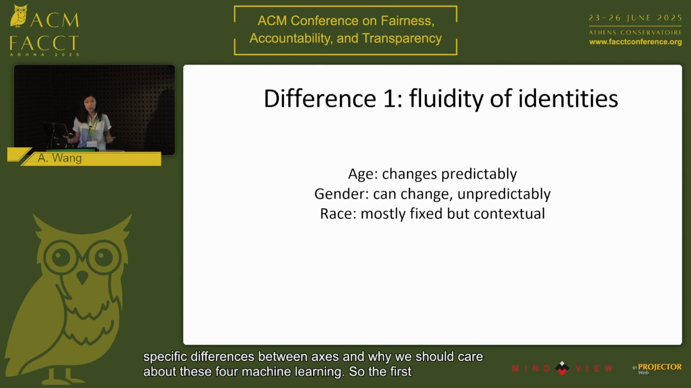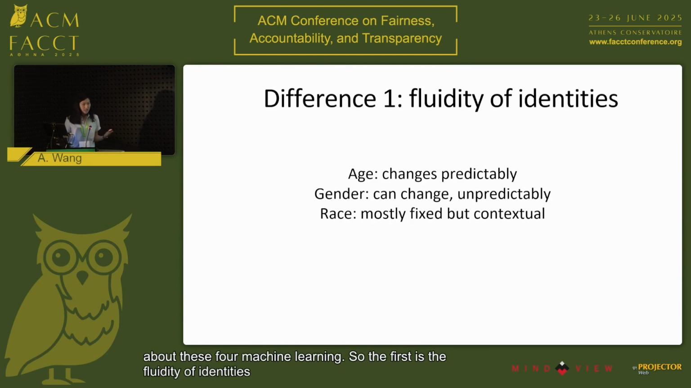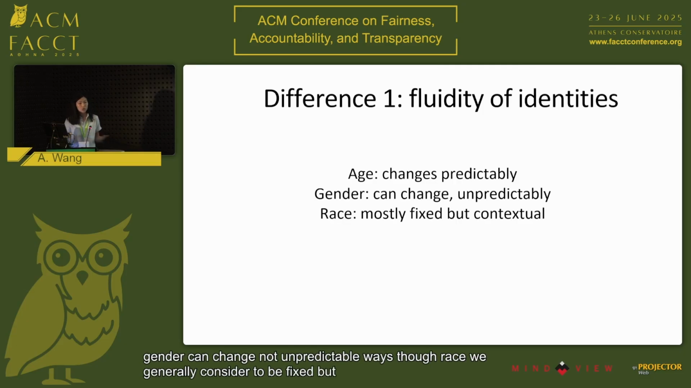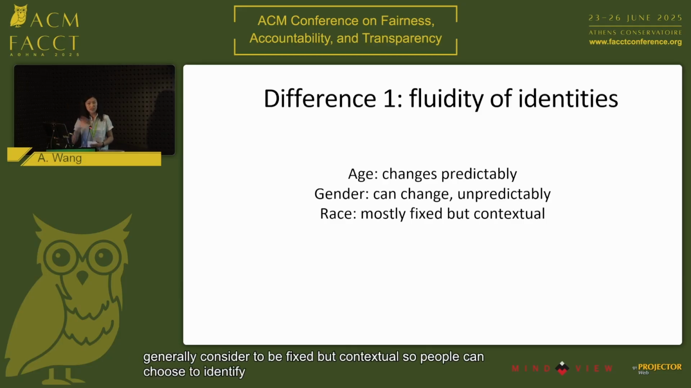So the first is the fluidity of identities. Age changes in very predictable ways. It'll increase by 1 each year. Gender can change, not in predictable ways though. Race we generally consider to be fixed, but contextual. So people can choose to identify differently in different settings, and people will also identify people's race differently.